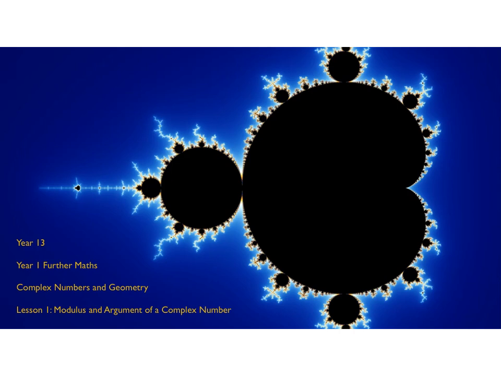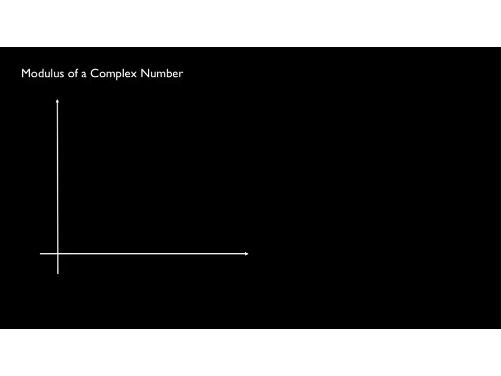Complex numbers, lesson 1, modulus and argument of a complex number. So I'm going to define a complex number, which I will call z. And z is going to be composed of a real part and an imaginary part. So z is equal to x plus iy.